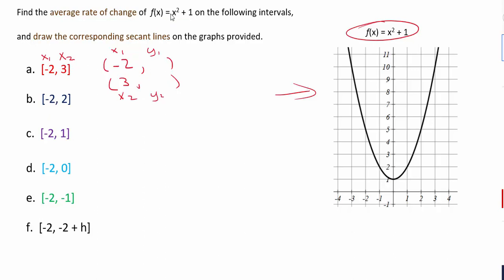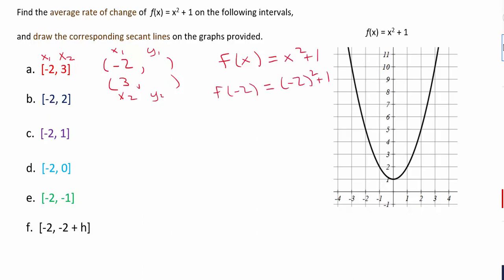So for example, if we didn't have a graph, we could take the equation f of x equals x squared plus 1, and we could simply replace x with -2, simplify that to see that that is 5. That would be the y value of the function when x is -2. Then we could repeat the process with the second x value given, which was x equals 3. And if you replaced x with 3 here and here, you'd get that f of 3 is 10. Now to find the average rate of change, we simply need to find the slope between those 2 points.